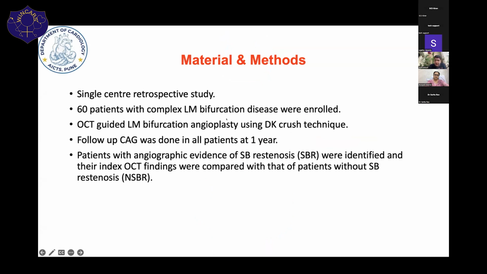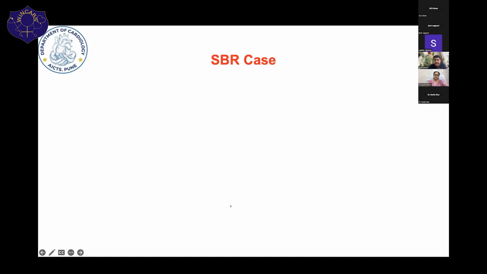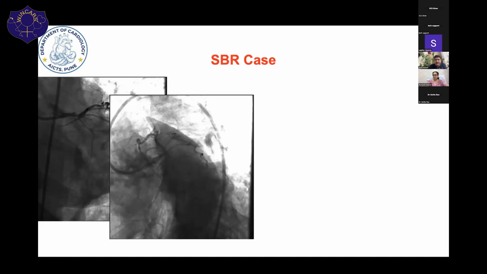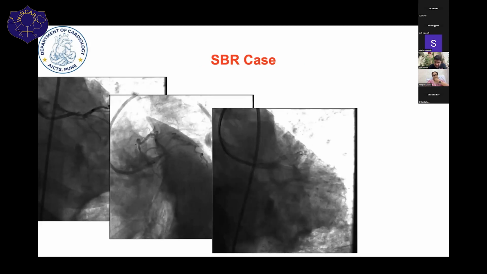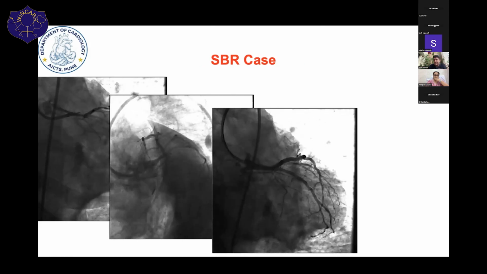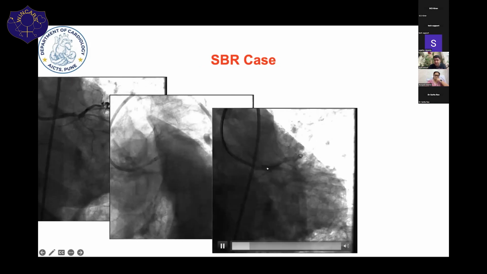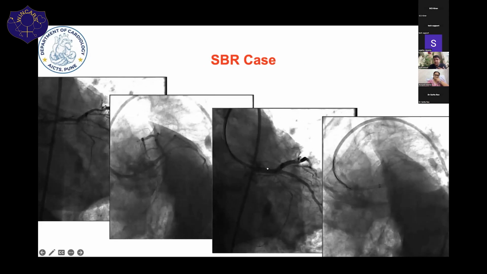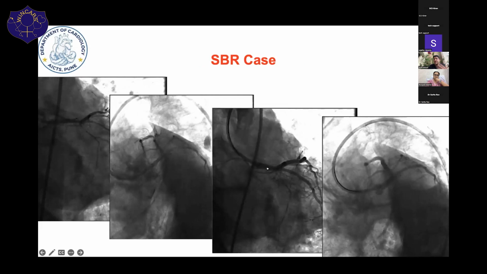So let me show you one of the side branch restenosis cases. This was a case of complex left main bifurcation disease that underwent left main bifurcation angioplasty using the DK crush technique. After final kissing balloon inflation, you can see the angiographic result was good, but when we did his angiography, this patient came to us with side branch restenosis.